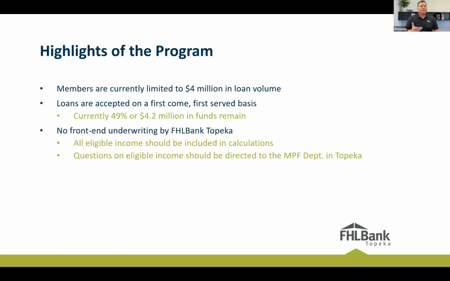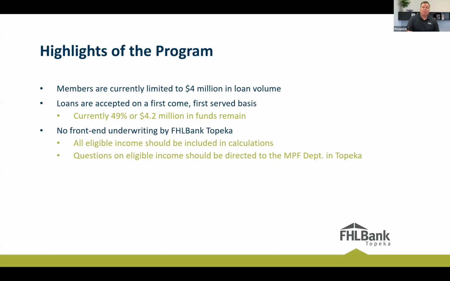Let's talk a little bit about the highlights. As I just mentioned, we have a current limit per institution of $4 million in loan volume. So that means that with a $216,000 loan, you'd have just under $3.8 million remaining that you could deliver into it.